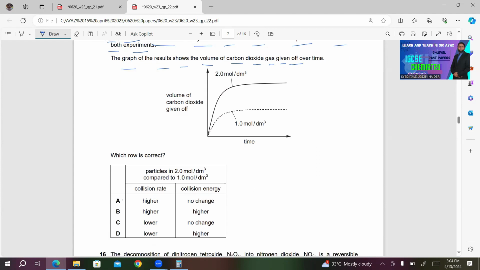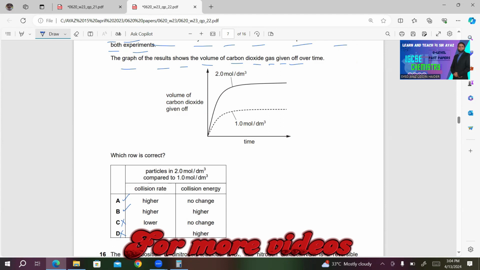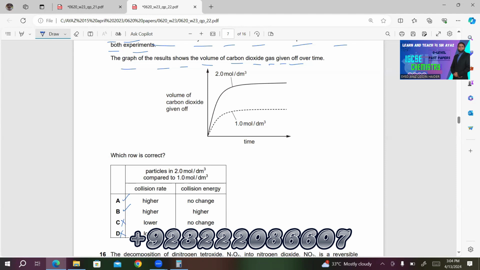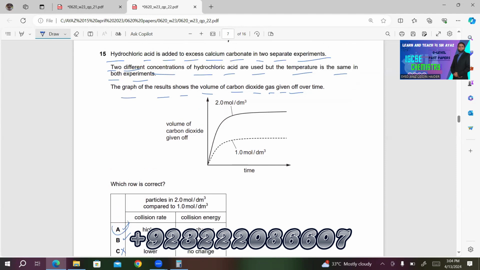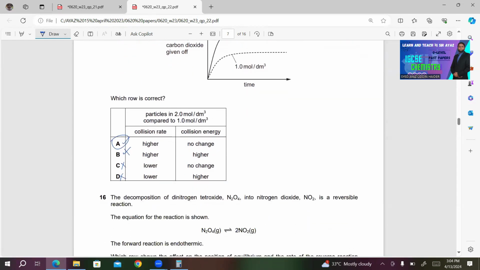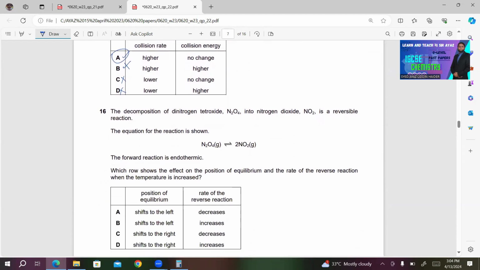So either A is correct or B is correct. Both C and D are incorrect. What about the collision energy, sorry. They are not having any collision energy here. They don't have any collision energy. So A must be the right answer. B can't be the right answer. It's related to temperature change, which is not happening here.